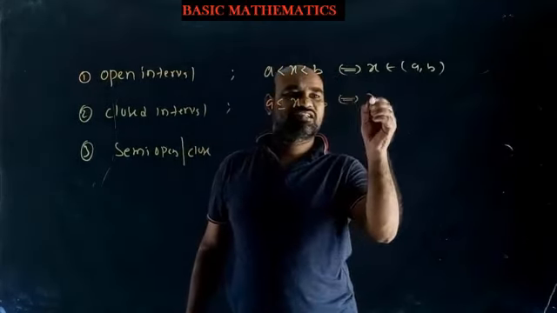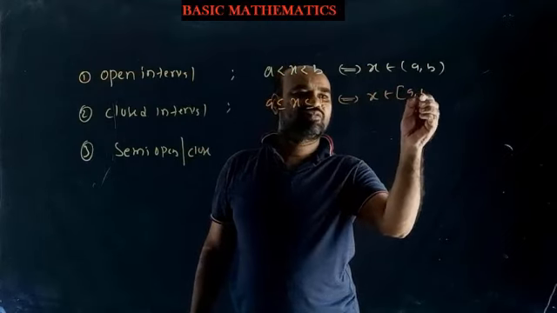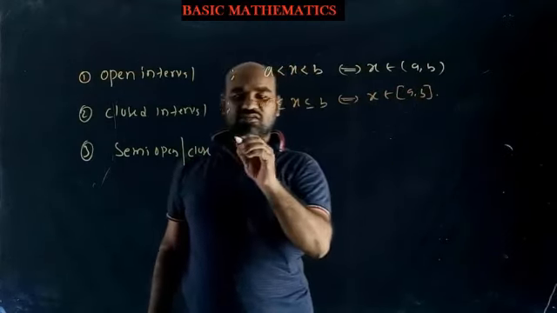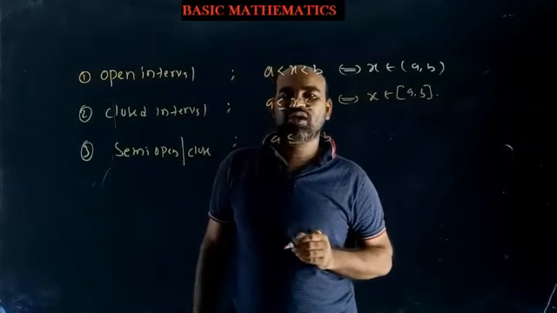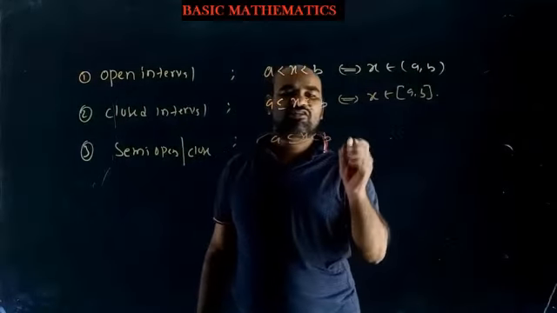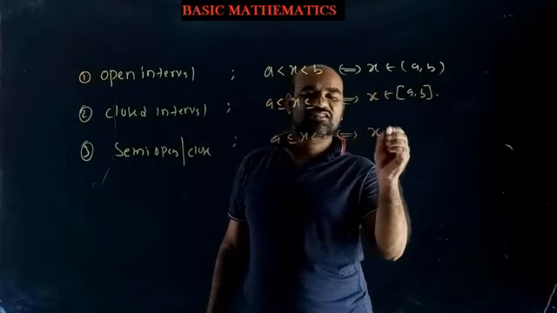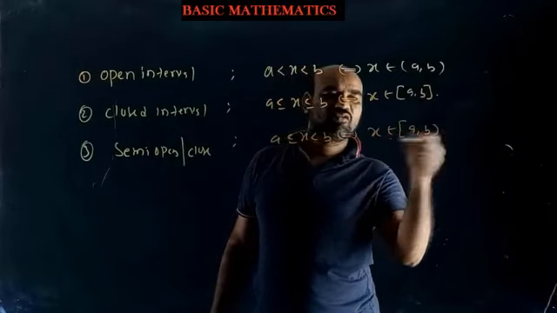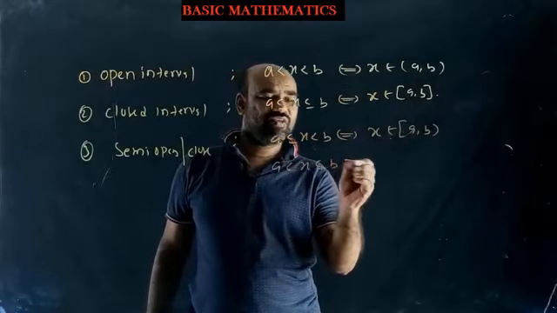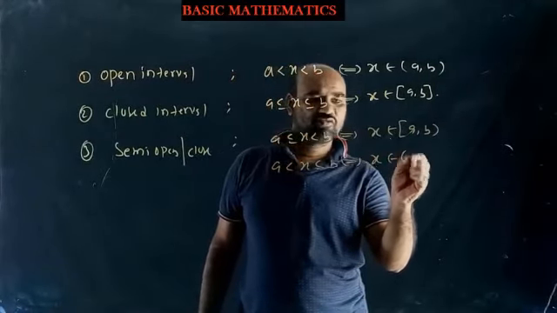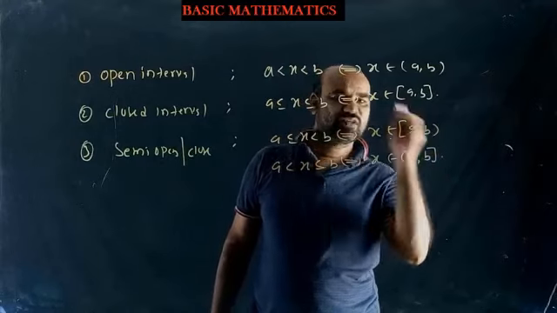This can be written as x belongs to closed a to b. A less than or equal to x less than b. X is a real number that lies between a to b, equal to a but not equal to b. This can be symbolically written as x belongs to closed a to open b. Or a less than x less than or equal to b can be written as x belongs to open a to closed b.